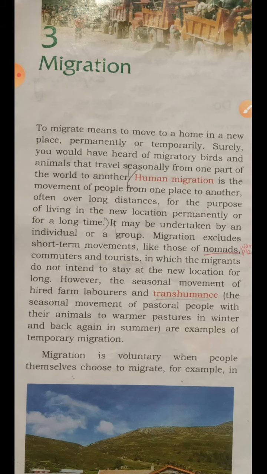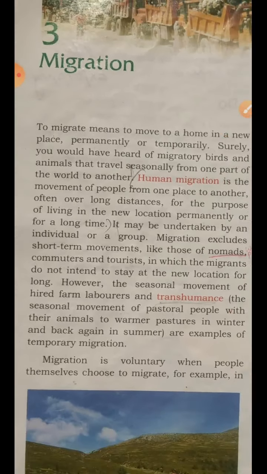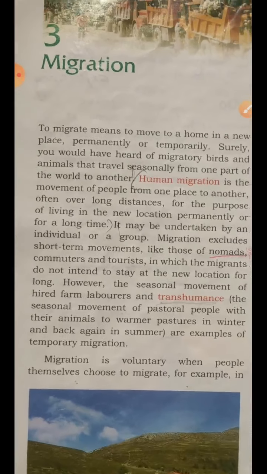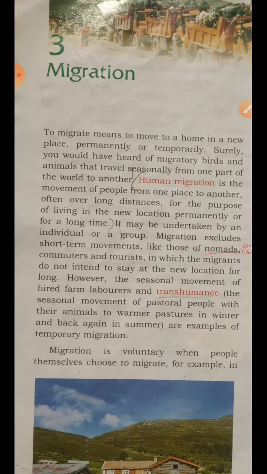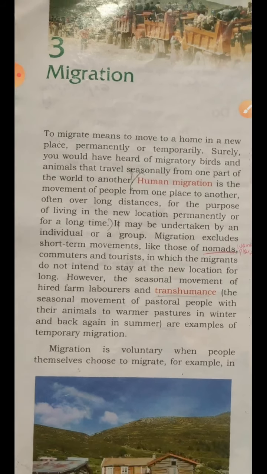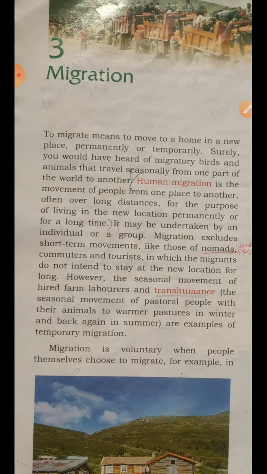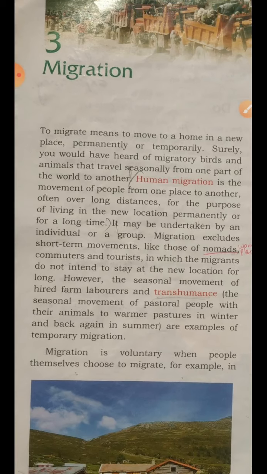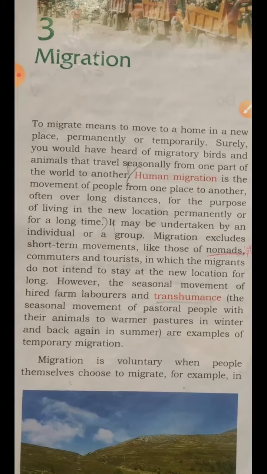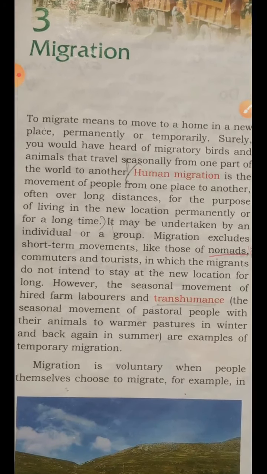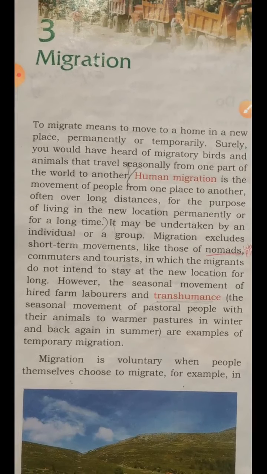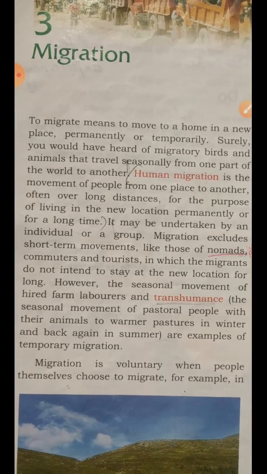Now let us see migration, third chapter. So this migration means move from one home to another, new home, permanently or temporarily. We would have heard migration of birds and animals, those who travel seasonally from one part of the world to another. And human migration is often movement of the people from one place to another over long distances for the purpose of living in the new location permanently or for a long time. It may be undertaken by an individual or a group.